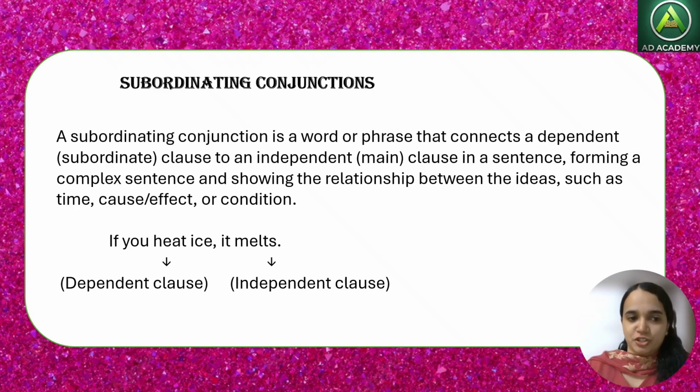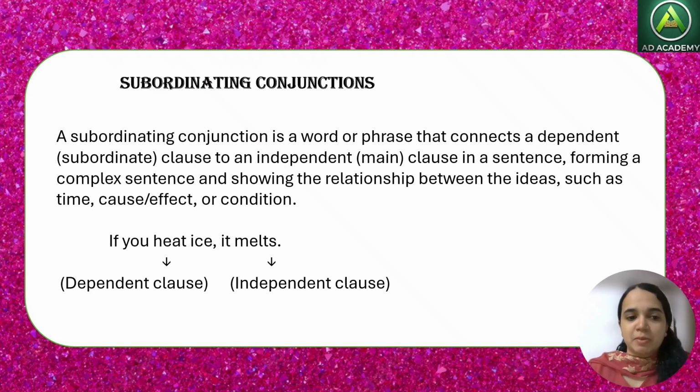Second one is subordinating conjunctions. A subordinating conjunction is a word or phrase that connects a dependent or subordinate clause. Subordinate means dependent. As I have already told, one independent sentence and a dependent sentence. A dependent sentence is not standalone and it needs something to complete its meaning. Such clauses we can call a subordinate clause to an independent or main clause in a sentence, forming a complex sentence and showing the relationship between the ideas such as time, cause and effect or condition. We usually use these types of subordinating conjunctions to denote ideas like cause and effect or condition.